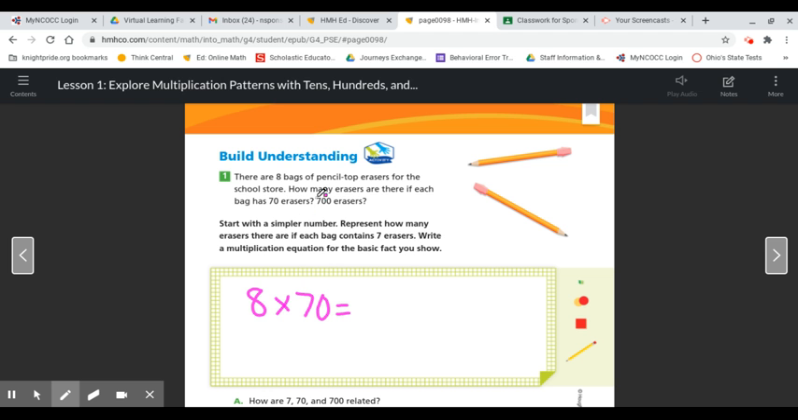Then it also asked us up here, how many would there be if each bag had 700 erasers? So an equation to solve that would look like 8 times 700.